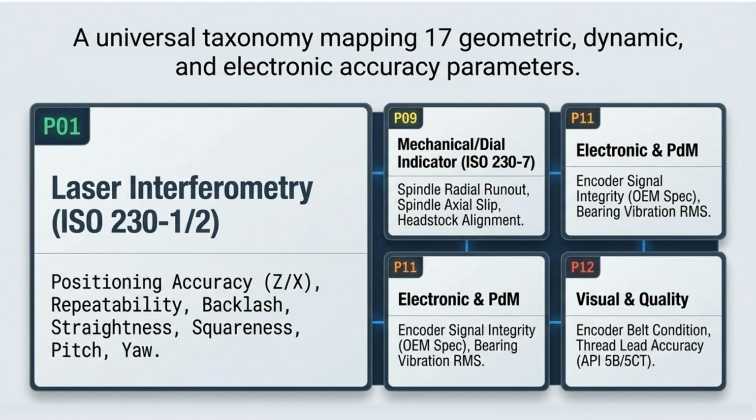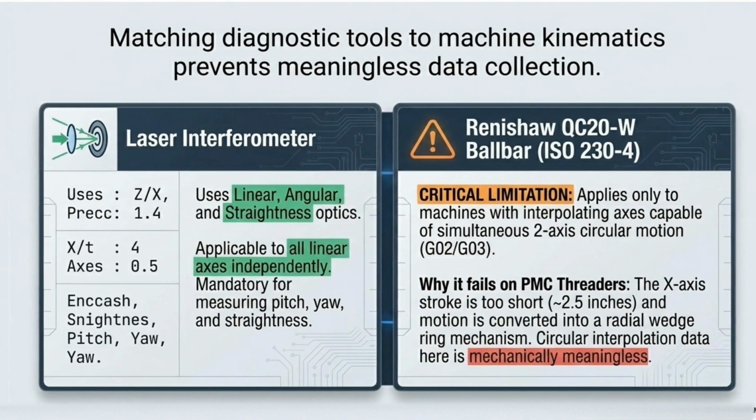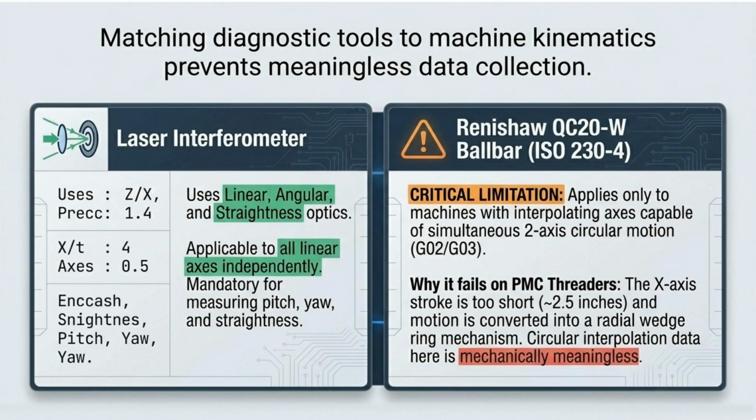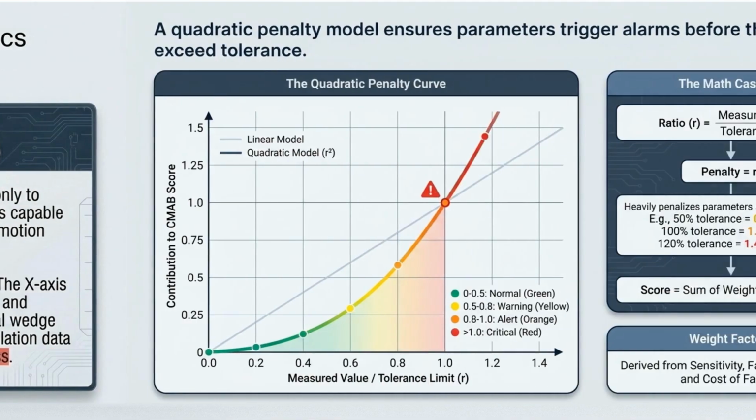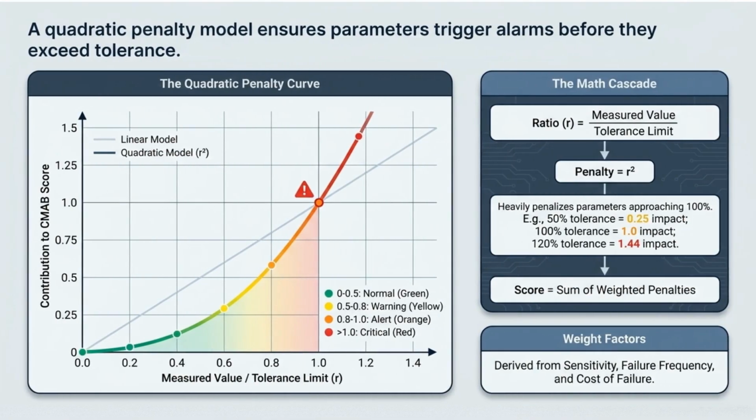Level 1 involves defining a universal taxonomy of 17 geometric, dynamic, and electronic accuracy parameters. These are measured using tools like laser interferometer or ball bar and mapped to specific components. Matching diagnostic tools to machine kinematics is crucial to prevent collecting meaningless data. Tools like the laser interferometer are mandatory for certain measurements, while others, like the ball bar, may be mechanically meaningless for specific machines. Level 2 and 3 involve calculating the score.